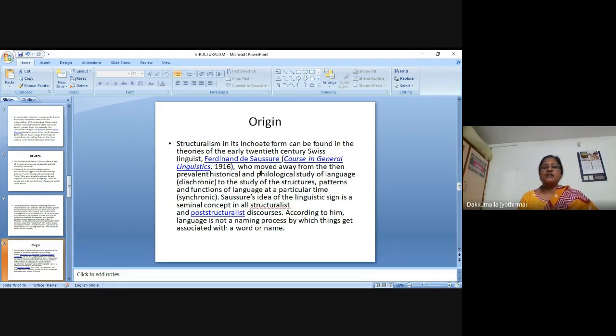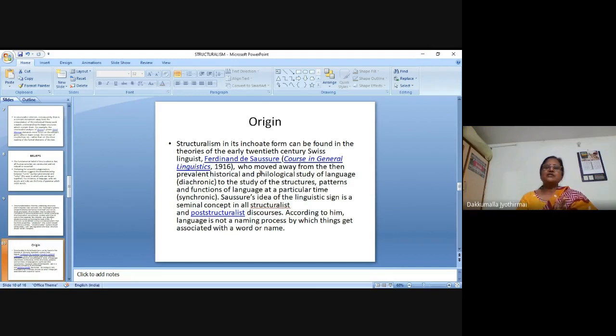and then focused more on the synchronic study of linguistics or language, which is studying the structures or functions of language at a particular time, rather than focusing on the theories of origin of language, etc. Saussure actually focused on the structures and patterns of a given language at a particular time, which is the synchronic study. Saussure's idea of the linguistic sign is a seminal concept in all structuralist and post-structuralist discourses.